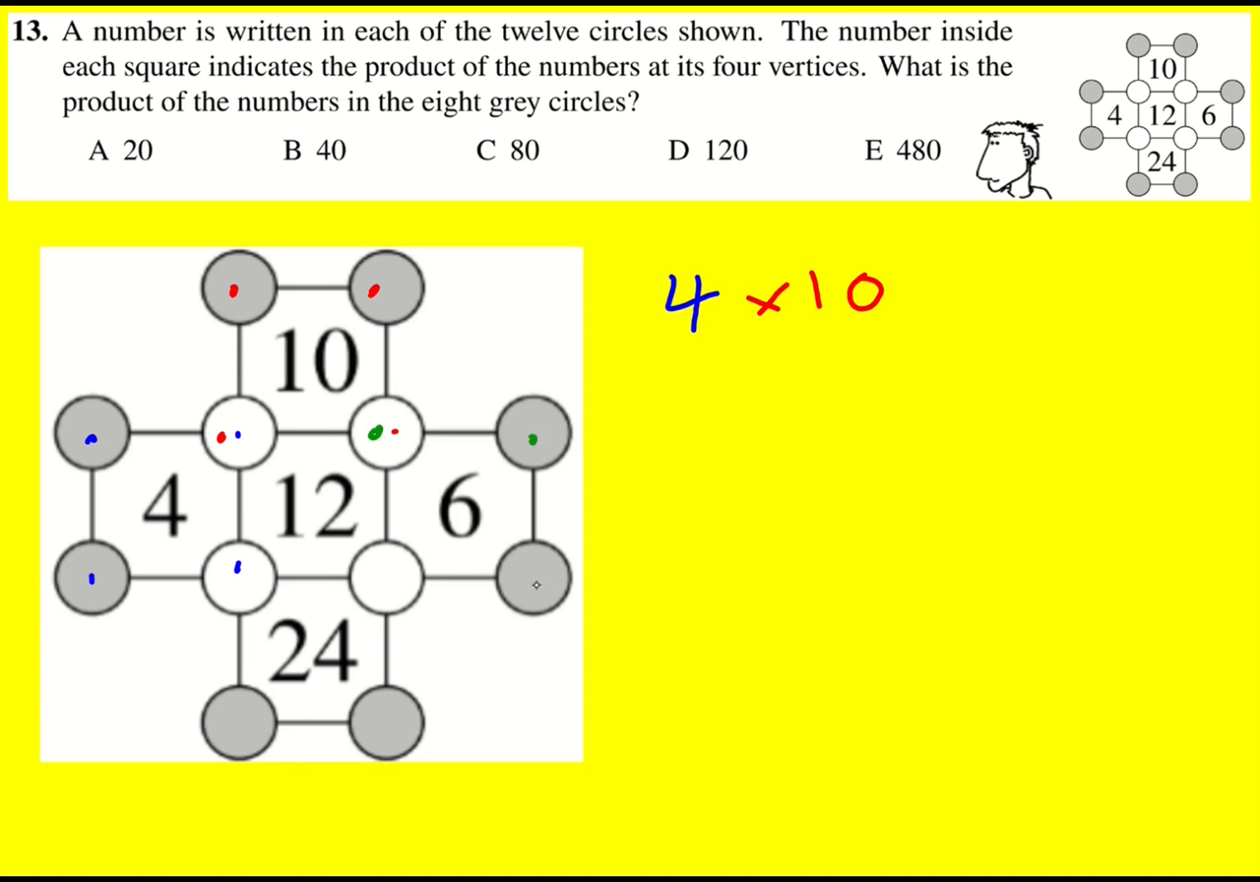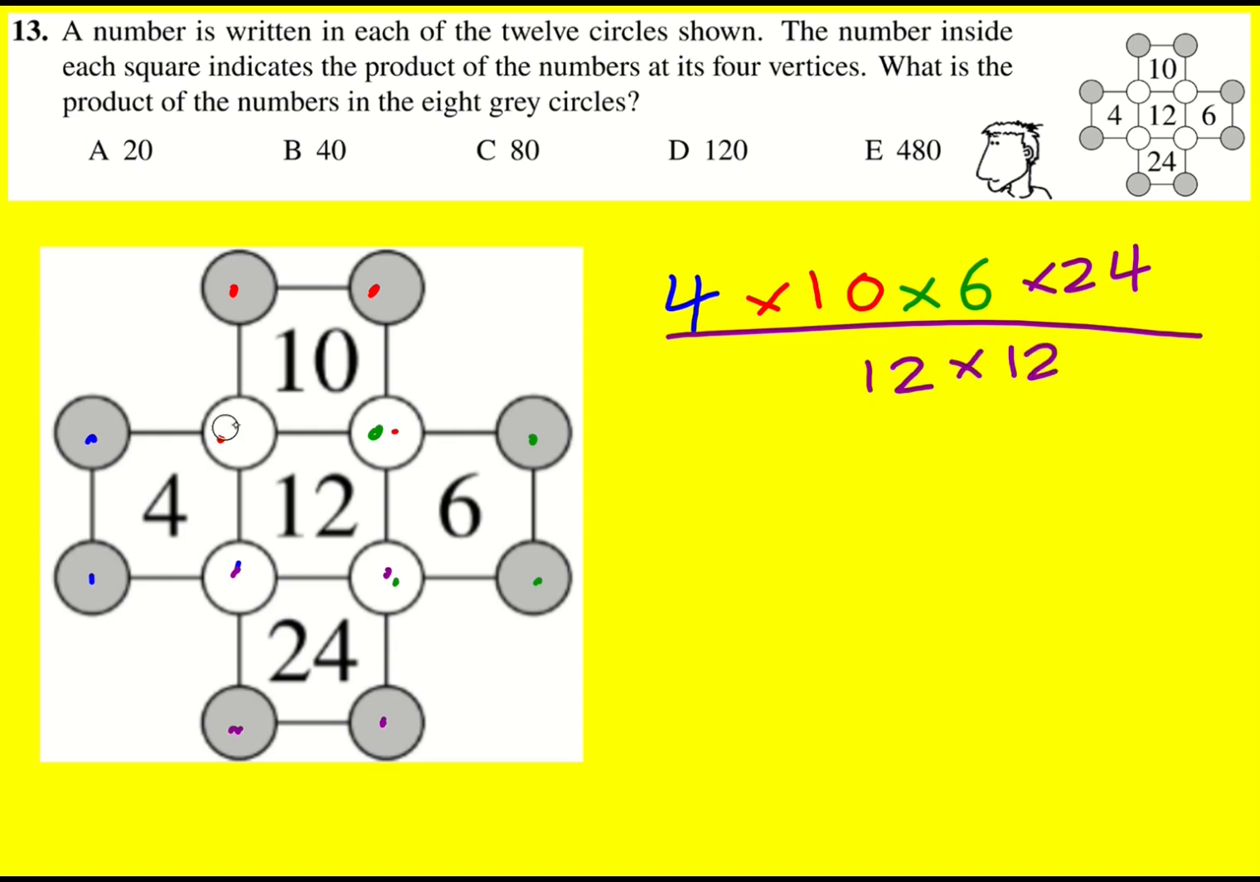And then I times by 6, times by 24. And I've actually timesed all the numbers together, except I've double counted the 12. So if I want to get just the grey circles, I can divide by 12 and divide by 12 again. If I wanted the product of all the numbers, I would just divide by 12 once. But I want to divide by 12 times 12 because then I'm dividing by all of these. And I'm actually left with the grey circles by themselves without ever having to put a single number in.